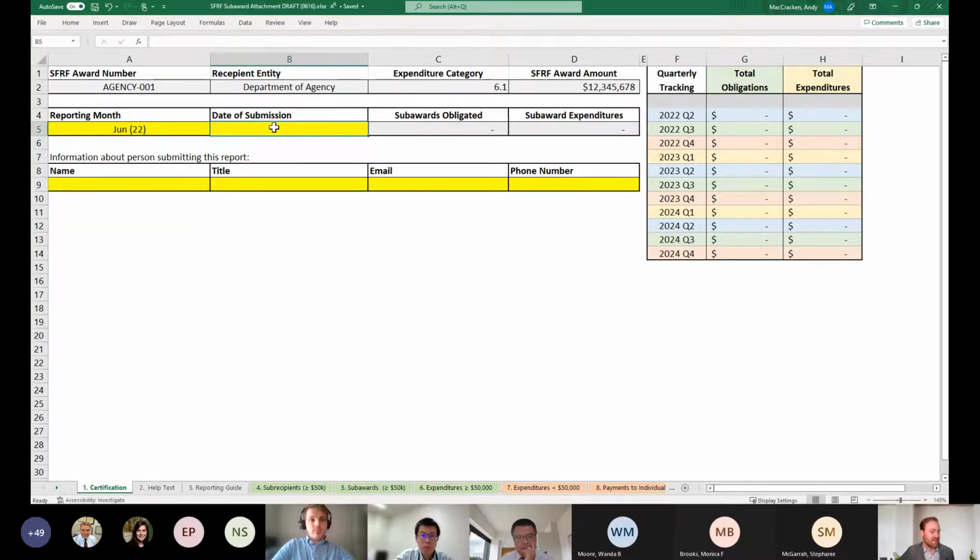The date of submission would be 6/16, and so on. The grayed out tabs or grayed out cells here will pull from other elements of the template, so don't direct input into those. And then we just need to know who's actually submitting this.